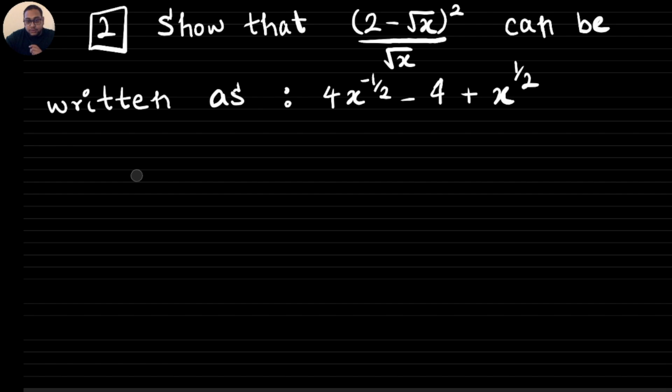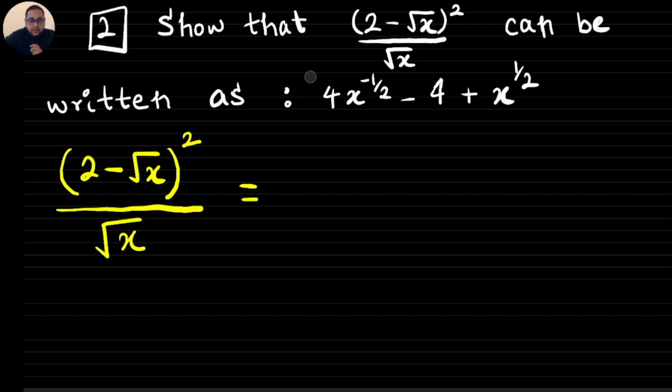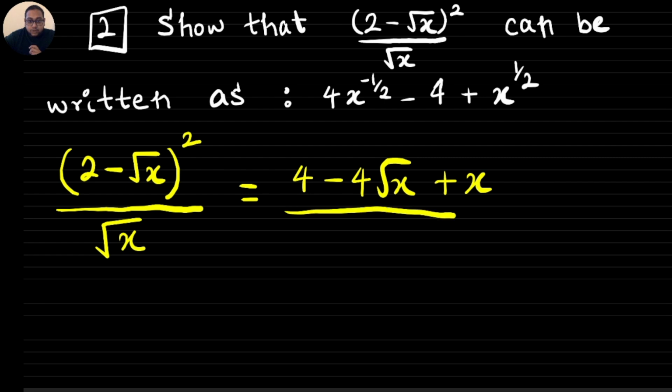I have considered the fraction given, and that is (2 minus root x) within brackets to the power of 2 divided by root x. Firstly, I would expand the numerator. I would then have 4 minus 4 root x, and then I need to square negative root x, which gives me positive x, divided by the common denominator of root x.